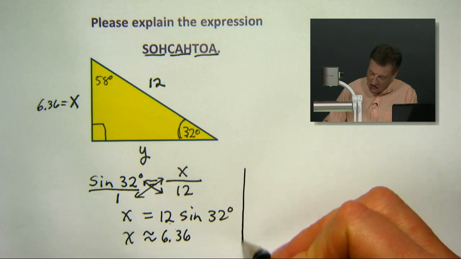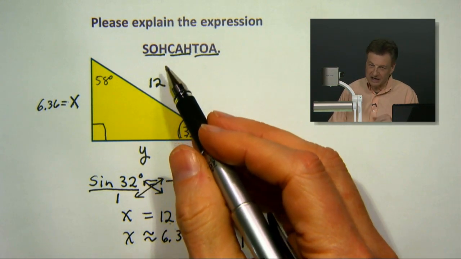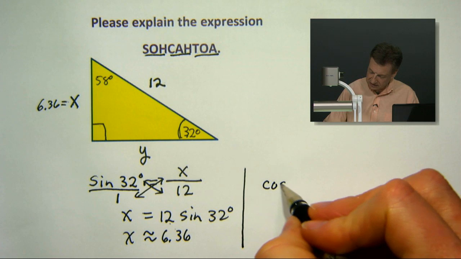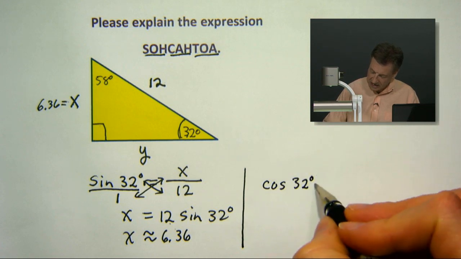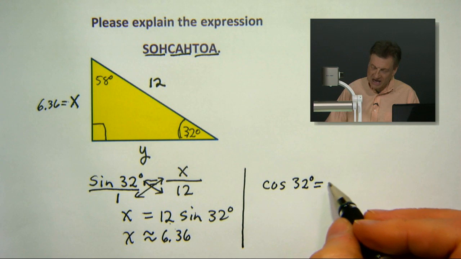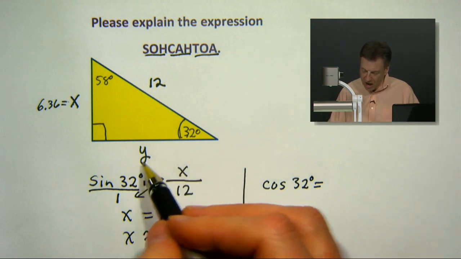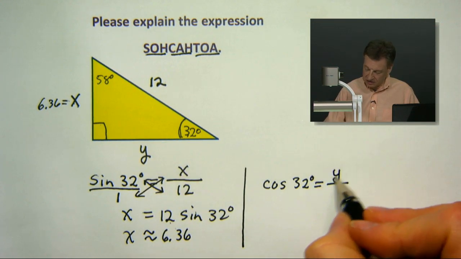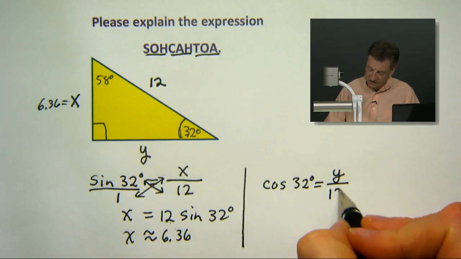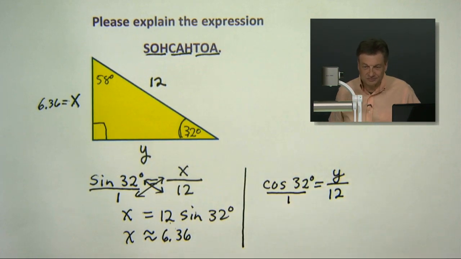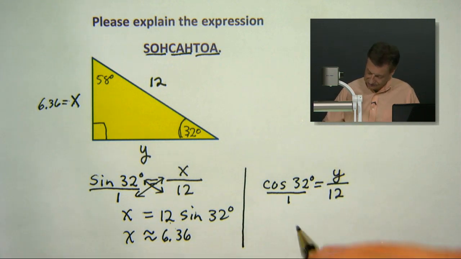Remember I mentioned cosine. Guess what? We're going to say cosine of 32. We're going to come back to the same thing. This is equal to the adjacent. Well, what's adjacent? That's our y value, our missing y here. We're going to put the y over the 12, and we'll play the cross-multiply game again. Already, everybody's going like, I can do this. I know to do this. Well, we already know our calculator's in degree mode, which is good news. We also think we know now where to get the cosine key, right? So let's cross-multiply, and let's see what happens.